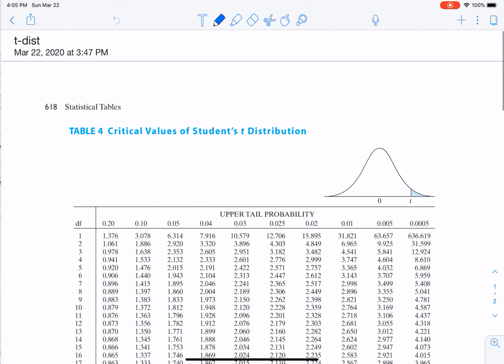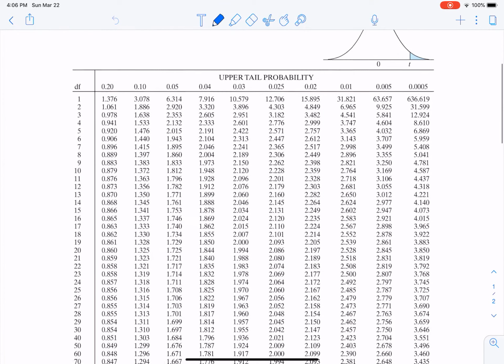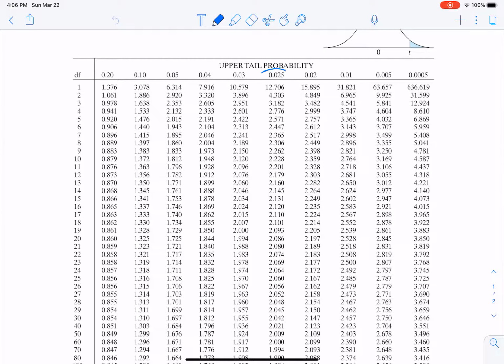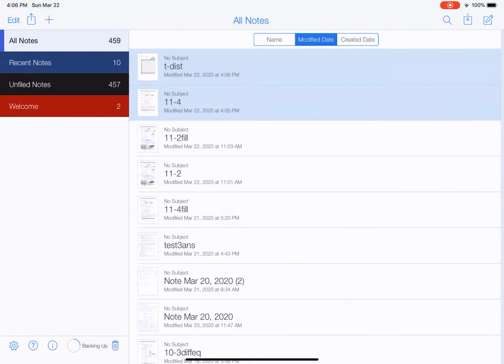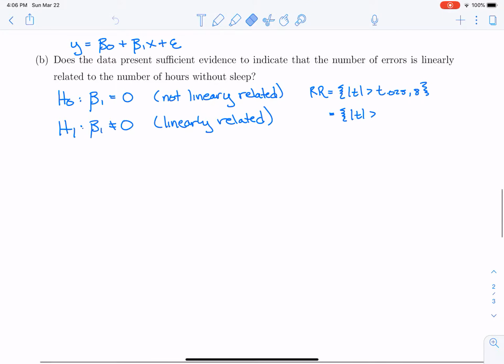So I'm going to bring up the chart here. Okay, we're going to go to the t.025 column with 8 degrees of freedom. That's going to give us 2.306. So our rejection region is that the absolute value of t is bigger than 2.306.